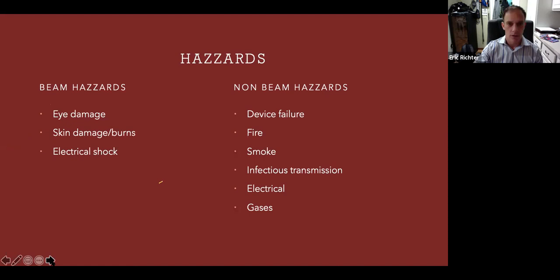Okay, next. So there's hazards that are directly from the beam, from the laser itself. That can be eye damage, skin damage, or even electric shock. And then there are non-beam hazards, so inherent to the actual generator, the laser machine. There can be device failure, fire, smoke. There can be infection transmission. And then there can be electrical damage and even gases from the tissue destruction.